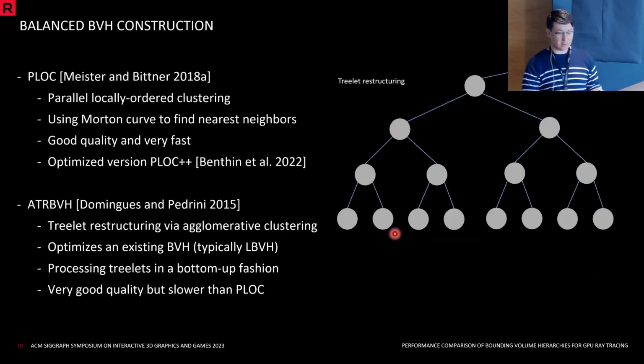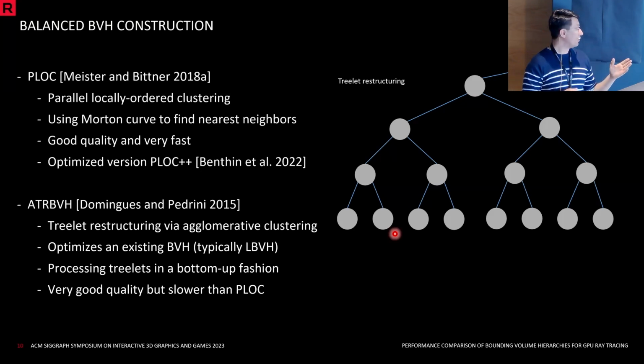So the next category is called balanced BVH. Balanced means good quality, and it's still quite fast. The first algorithm is PLOC, parallel locally-ordered clustering, that we proposed a few years ago, and it's a bottom-up approach. It starts from the individual primitives, merging them into larger clusters. We repeat this until only one cluster remains, which corresponds to the root node. The quality is pretty good, and it's also very fast, especially the optimized version proposed by Benthin and colleagues, PLOC++, last year.